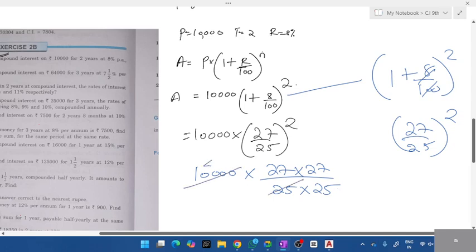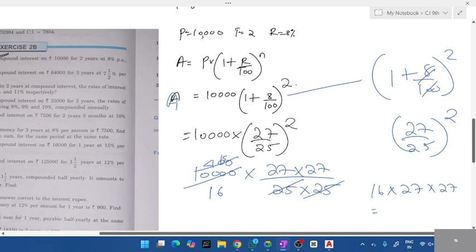Look here, let me reduce. 25 ones are 25, 400 times. Okay, 25 ones are 25, 16 times. So what are the values left in the numerator? 16 into 27 into 27. Multiply this, we'll directly get the value of the amount. All of you complete this. Try this.